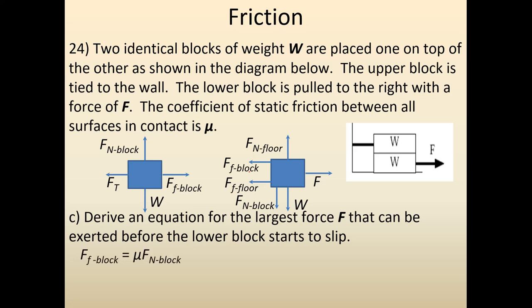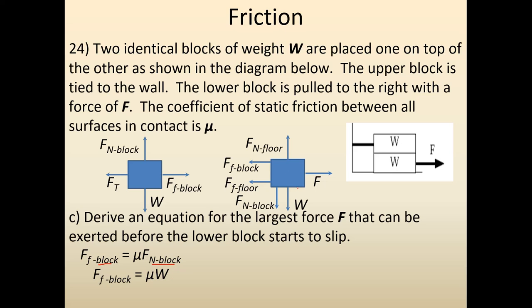So the frictional force from the block is going to be mu Fn, where Fn is the normal force from the block. Again, we're trying to maintain this consistency that we're using the friction of the block and the normal force from the block. From the previous parts, we know that the normal force from the block is just W. So I end up getting that this frictional force is mu times W.